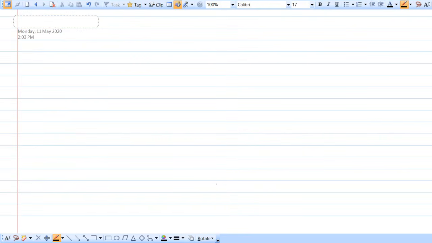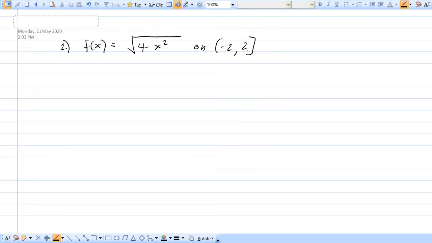Okay. Next, mag-consider pa tayo ng another example. So, again, maganda siguro kung sagutan nyo muna ito bago nyo panoorin ng buo itong lecture, itong discussion video. Okay. Let us consider this function here on the open negative 2, comma, to 2, close sa 2.